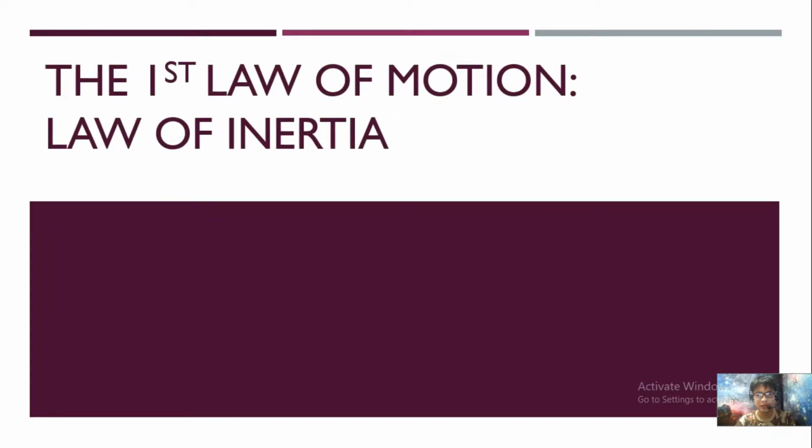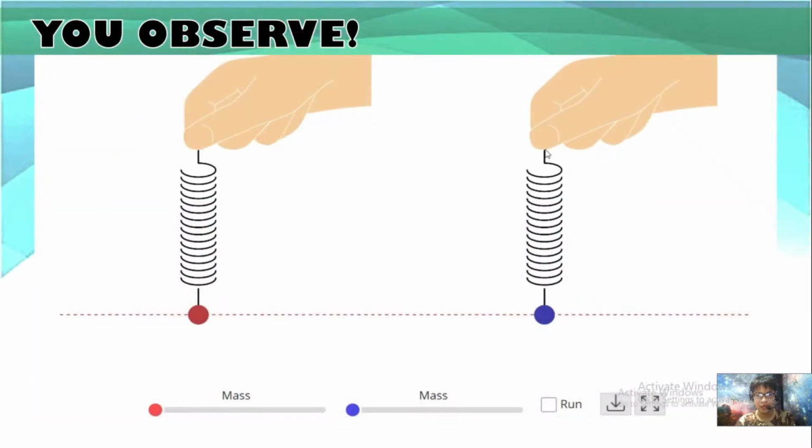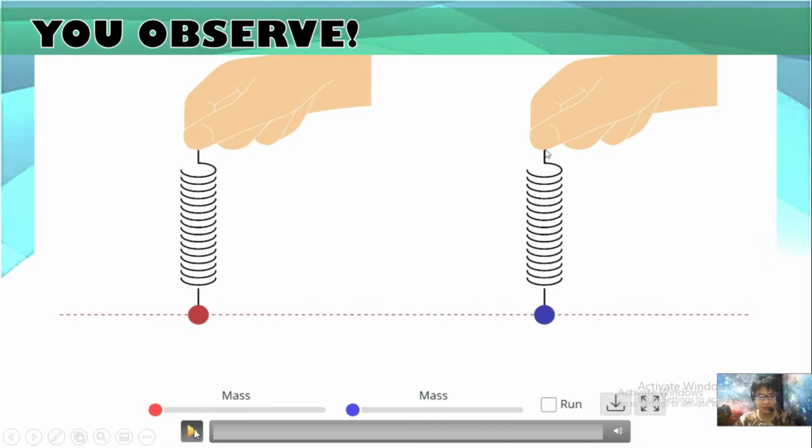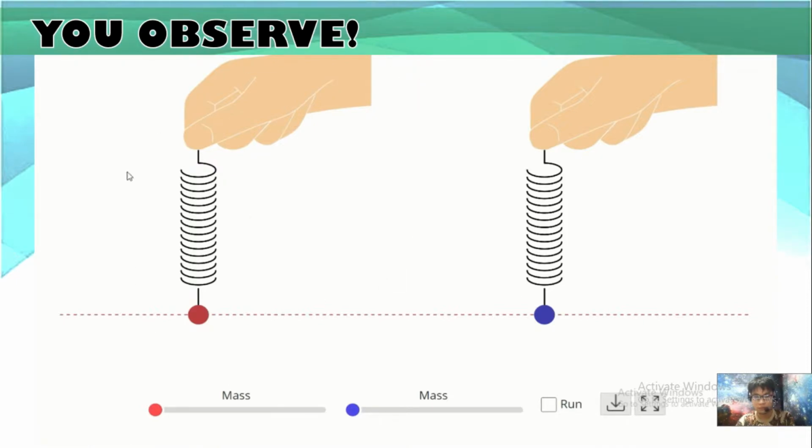of inertia. Before we continue discussing the law of inertia, I want you to watch the short simulation video that I have here. Okay, so in this short simulation activity, we have here two setups. The setup on the left has a spring connected to a red ball, and the setup on the right has a spring connected to a blue ball.